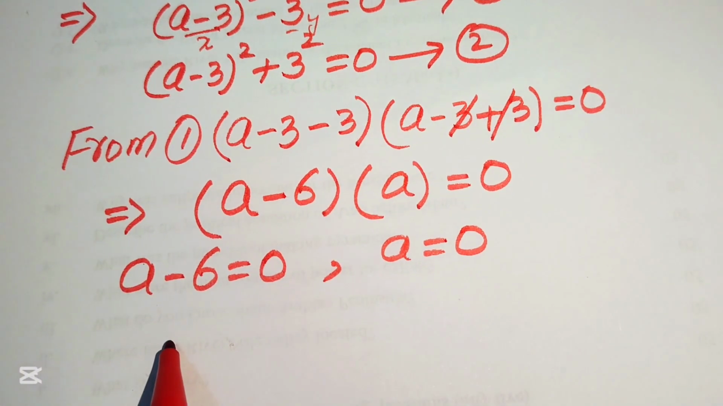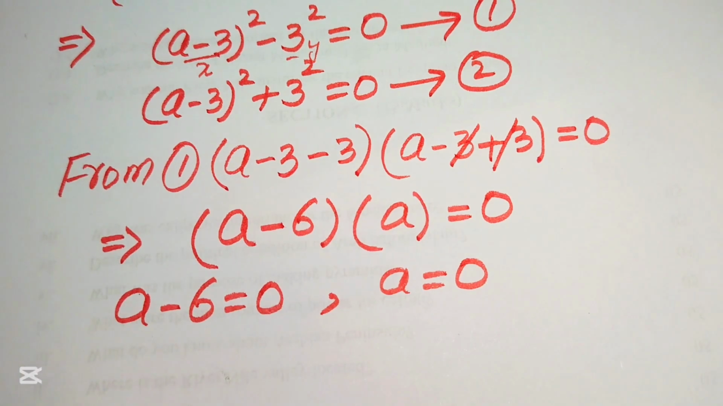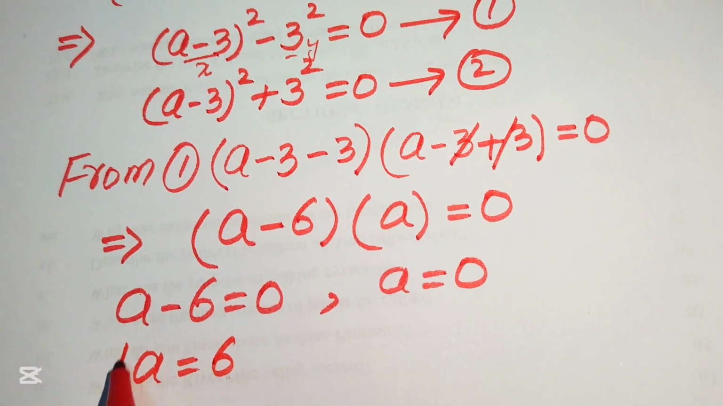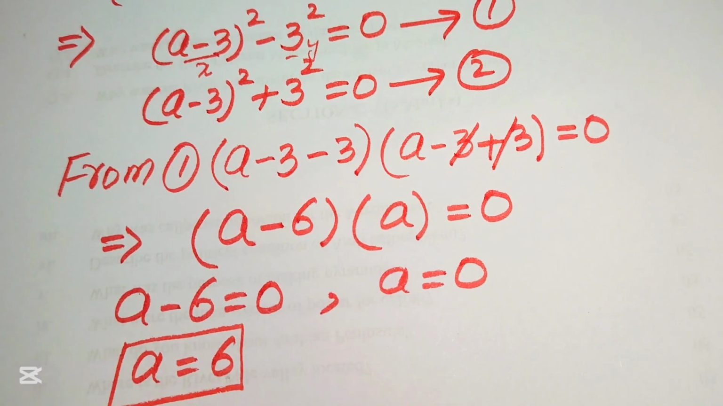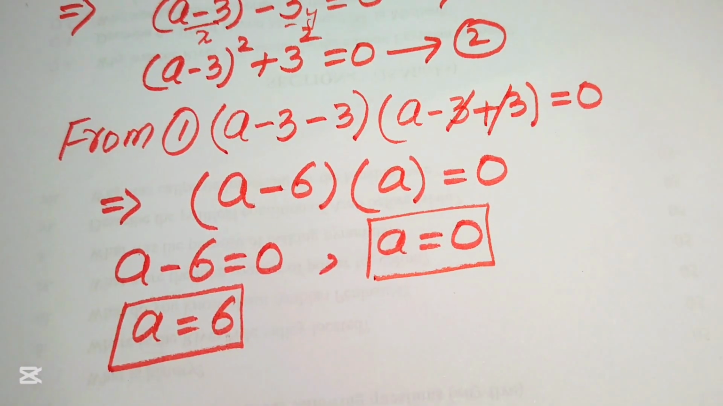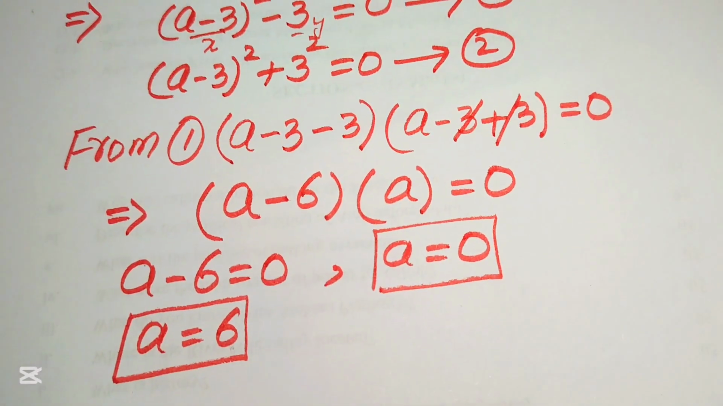So here you easily get the first factor of the given equation: a equals 6. This is the first factor of the given equation, and that is the real factor. Similarly, a equals 0 is the second factor of the given equation. So here we find two factors, but we need two more.